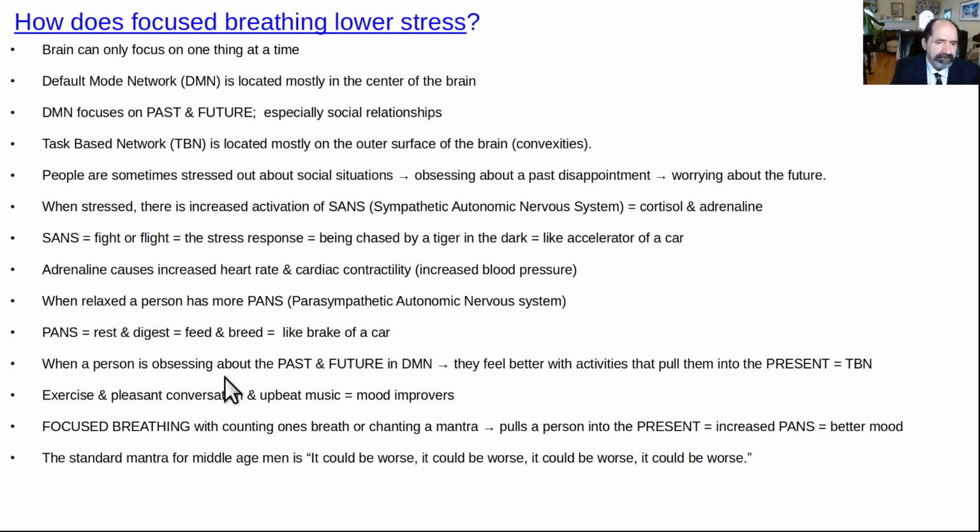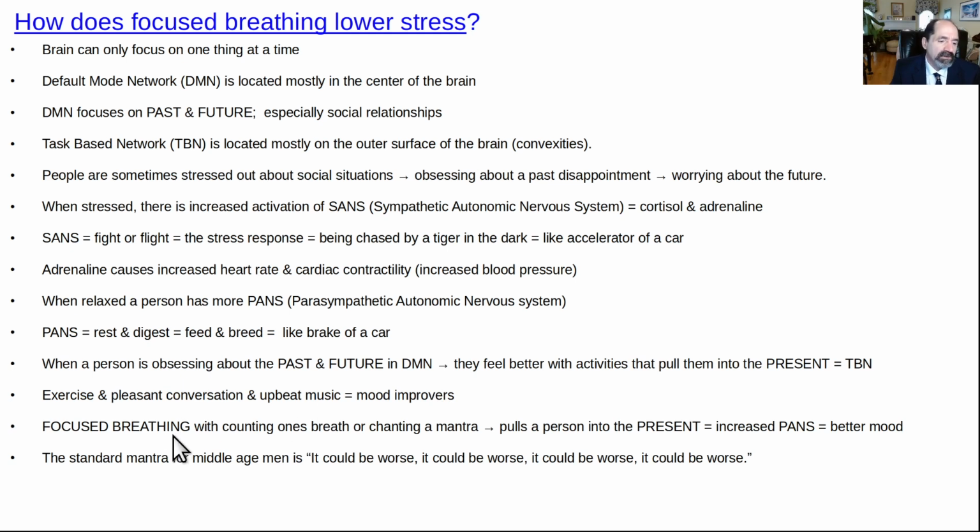So anyways, when a person is obsessing about the past and the future in the default mode network, they'll feel better if they get into an activity that pulls them into the present. Sometimes people feel going to work gets them off their personal problems, or exercising is a great way. Having a pleasant conversation, listening to pleasant upbeat music, sometimes prayer for some people. These are all mood improvers, pulling a person into a present activity.